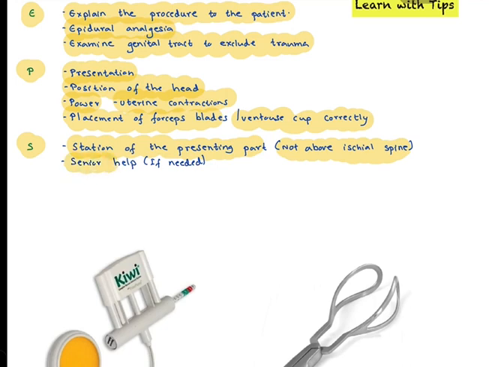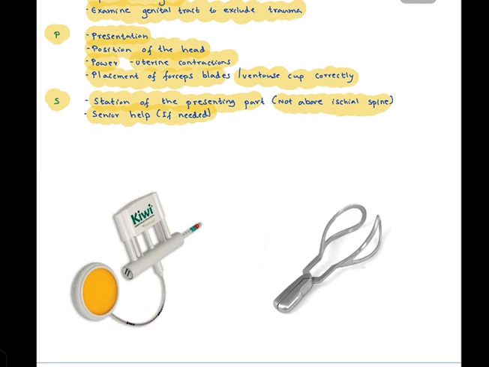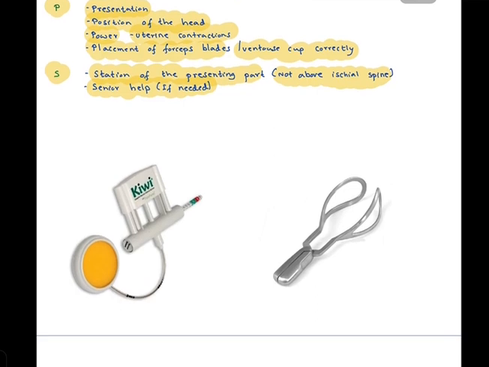The next one is the senior's help. If needed, if this gets prolonged, we have to inform our seniors and get their help. And here you can see a kiwi cup, and here you can see a forceps.